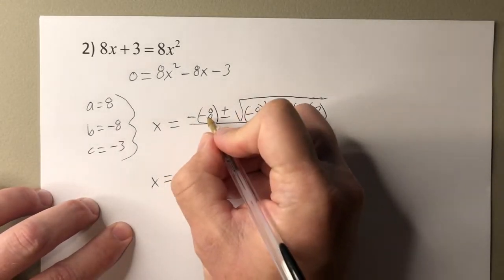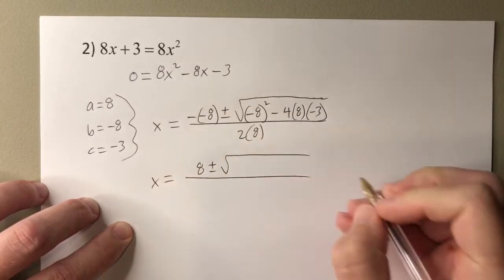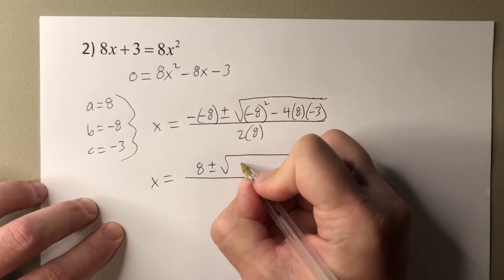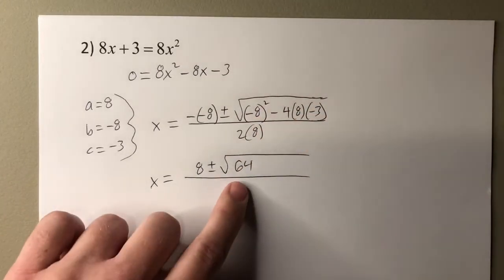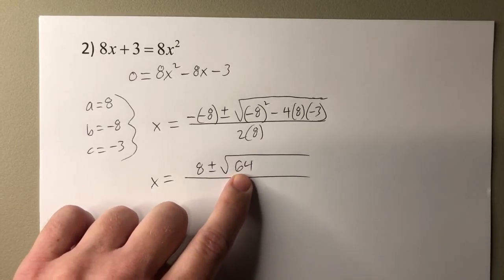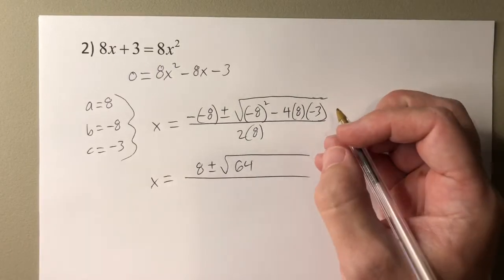Well, we get the opposite of -8, which is +8, plus or minus the square root of. What is -8 squared? That is 64. Again, guys, you're always going to end up with a positive value when you square your b, okay? And then what do we get?